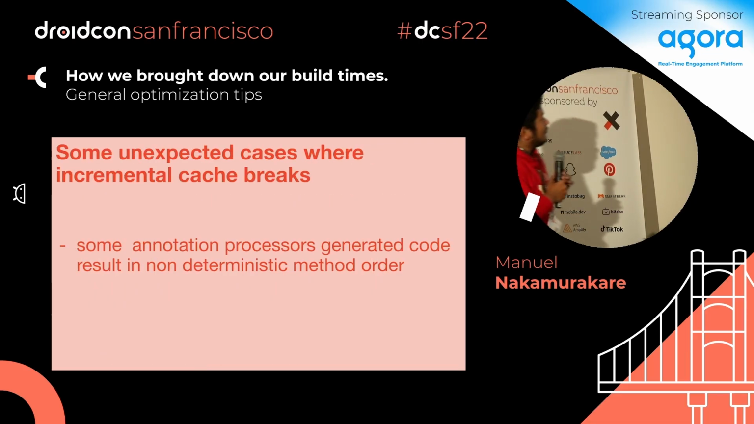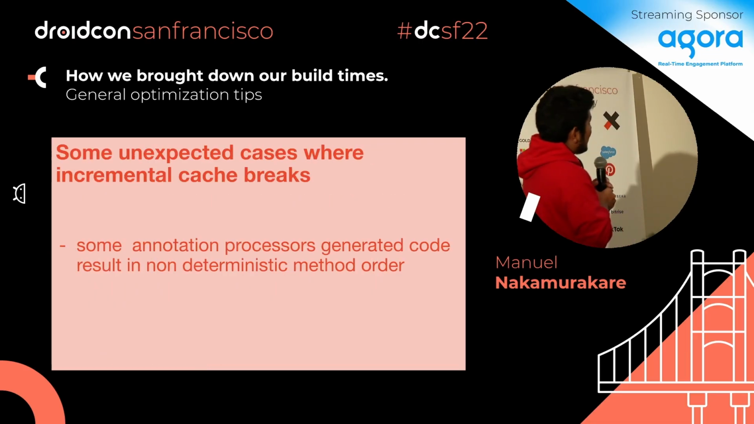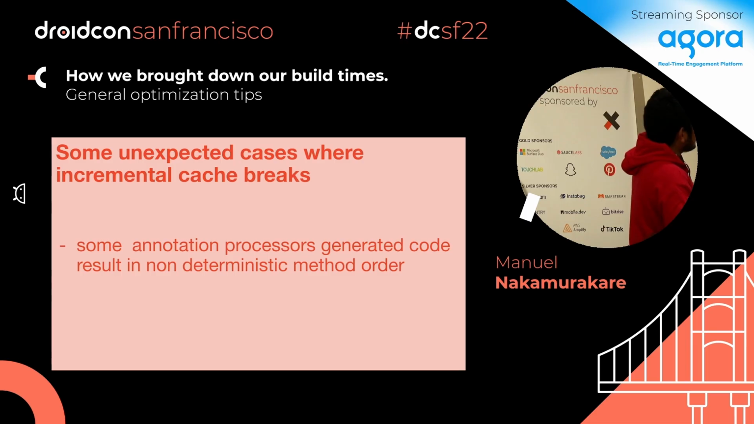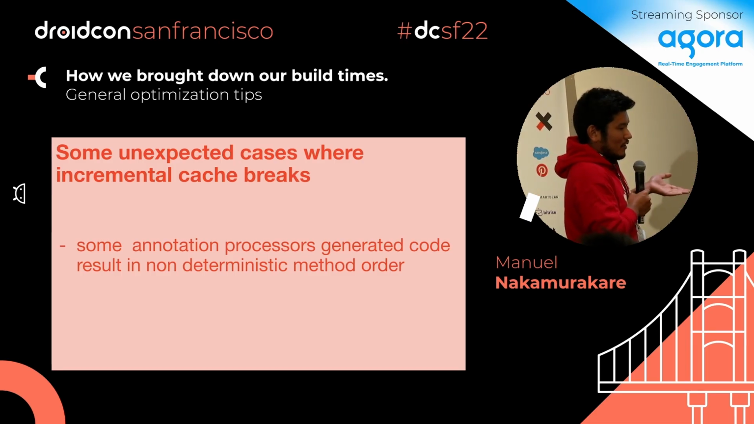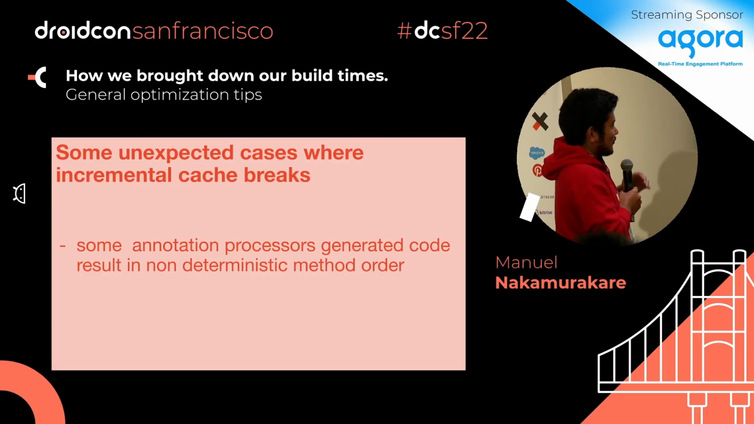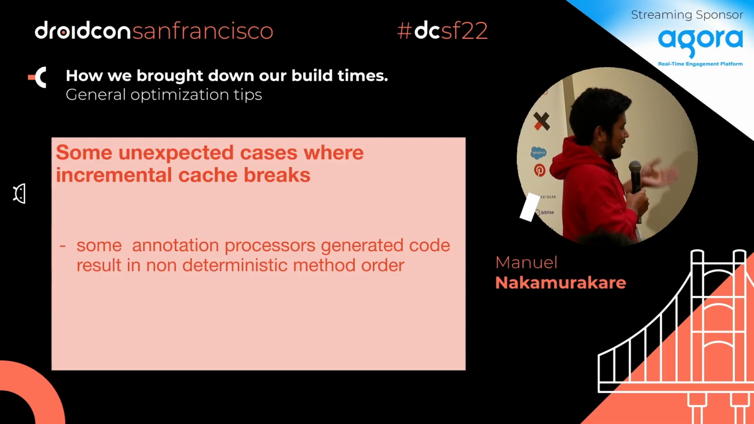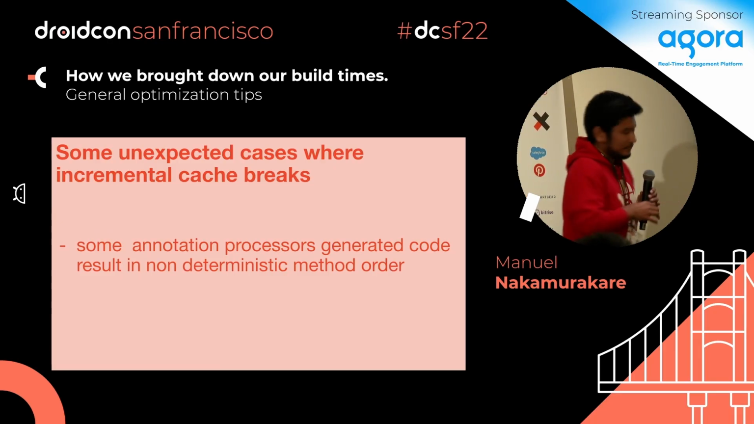We also found some unexpected cases where the incremental cache breaks. In this case, we found that there were some annotation processors that generated code, but their method order was not deterministic. It was kind of strange because this wasn't happening all the time, just a few times. But still, for developers, it seemed like just randomly you were getting long build times.